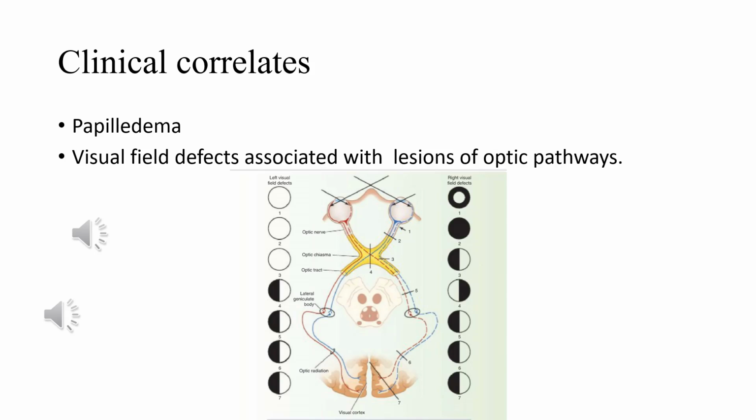Now there are two important clinical conditions which are related to the optic nerve and visual pathways. The one is called papilledema and the other is visual field defects associated with lesions in the optic pathways. First of all, what is papilledema?